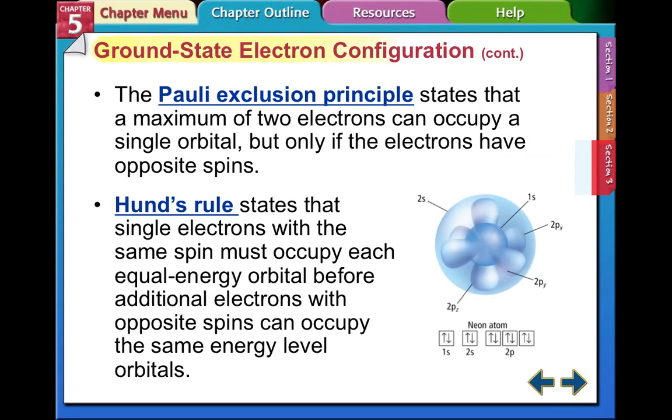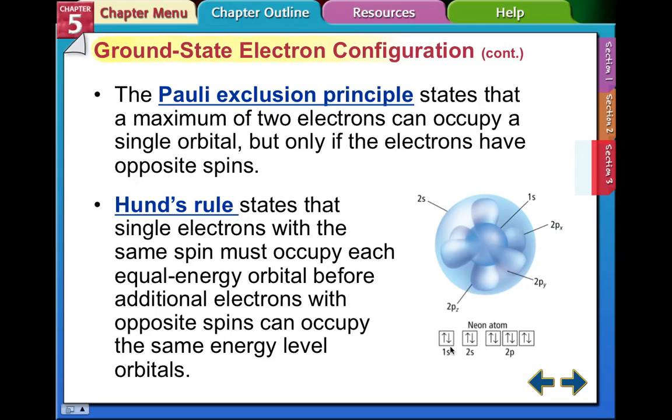Next, we look at the Pauli exclusion principle. This states that a maximum of only 2 electrons can occupy a single orbital, but only if the electrons have opposite spin. So if you look down here, they have to have opposite spins. See how you have one arrow going up and one arrow going down? They must have opposite spins. Okay? Hund's rule states that single electrons with the same spin must occupy each equal energy orbital before additional electrons with opposite spins can occur.